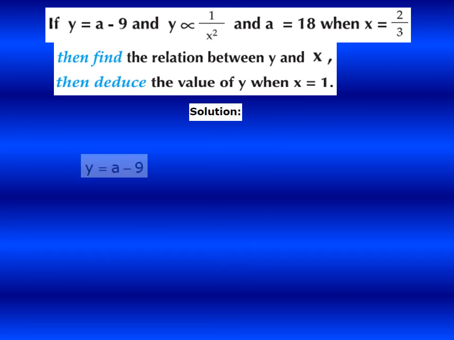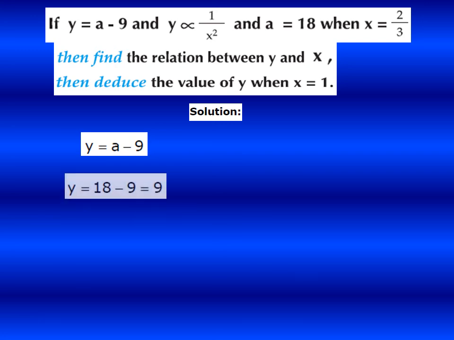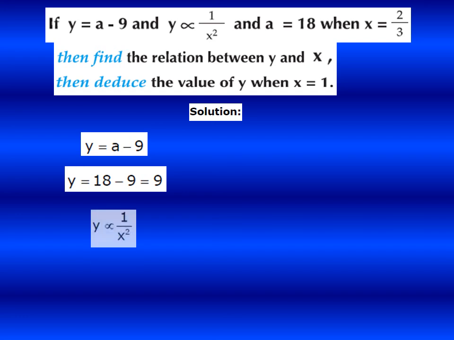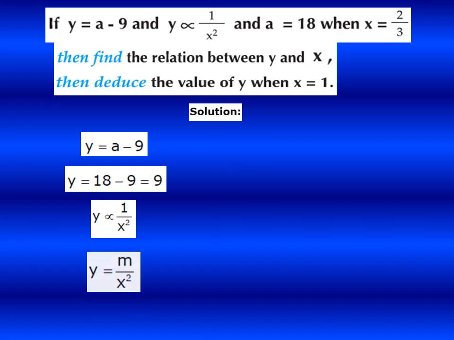Solution: y equals a minus 9 and a equals 18. Then y equals 18 minus 9 equals 9. y varies inversely with x squared. Then y equals m over x to the power 2.